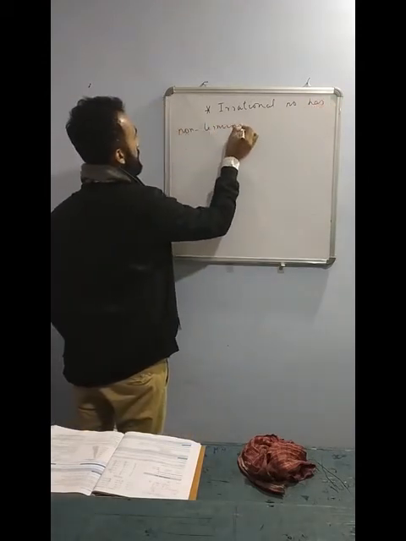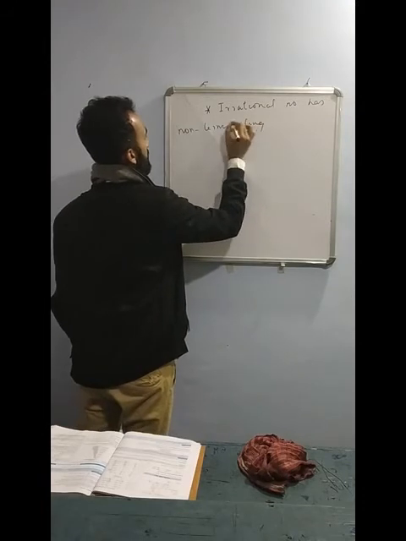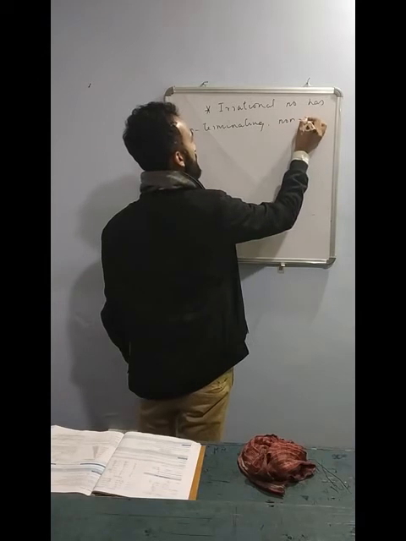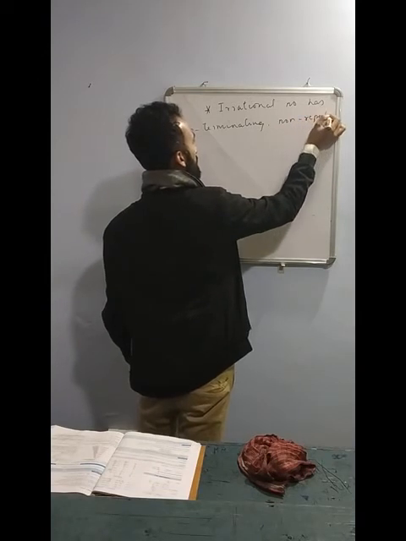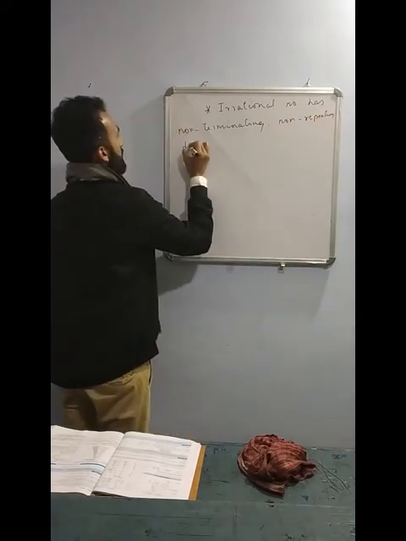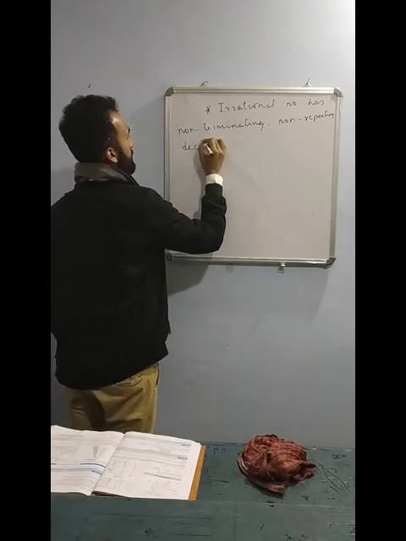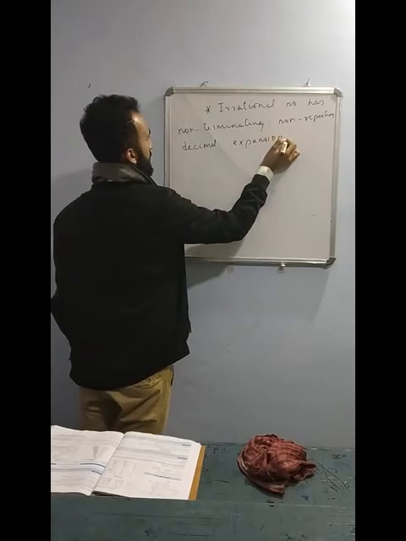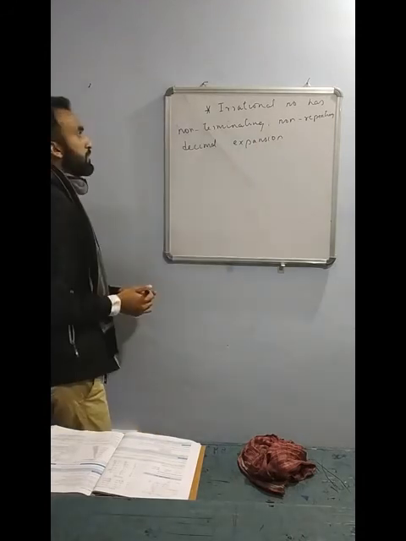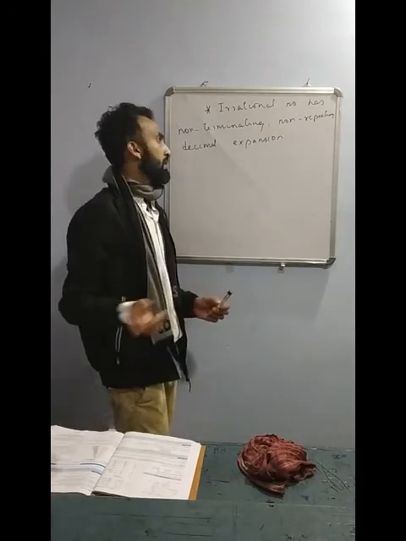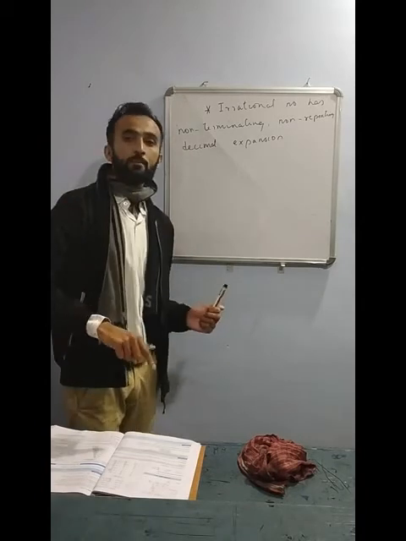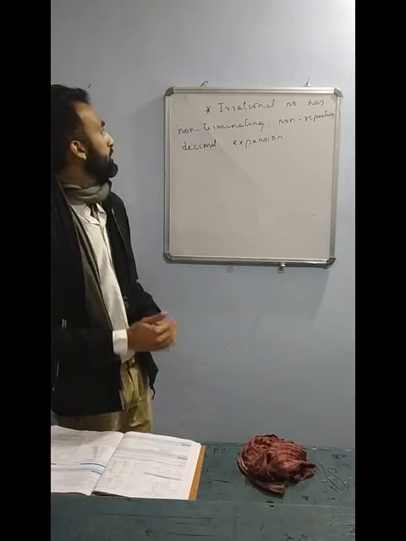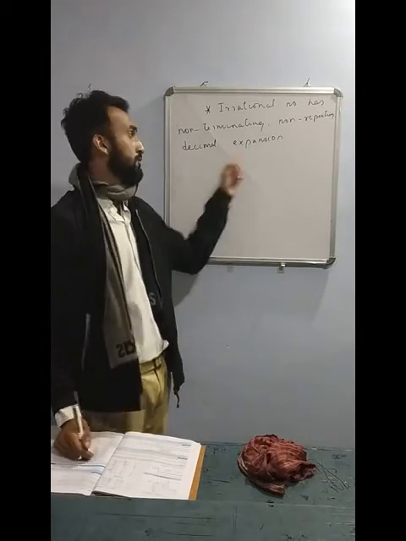Non-terminating, non-repeating decimal expansion. If the writing is not clear, I am reading it out at the same time. An irrational number has what? Non-terminating, non-repeating decimal expansion. Is it clear up to here? Understood? I showed you with the proof.